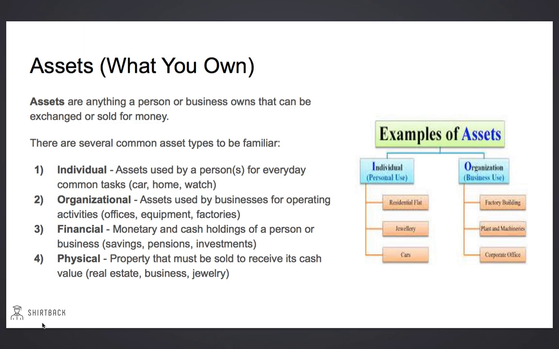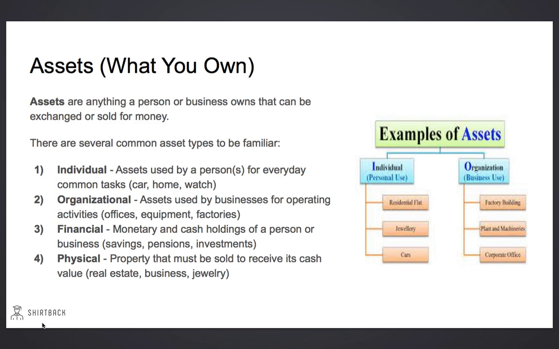Assets are what you own. Assets can be anything that a person or business owns that can be exchanged or sold for money. There are several common asset types that we should be familiar with: individual, organizational, financial, and physical.